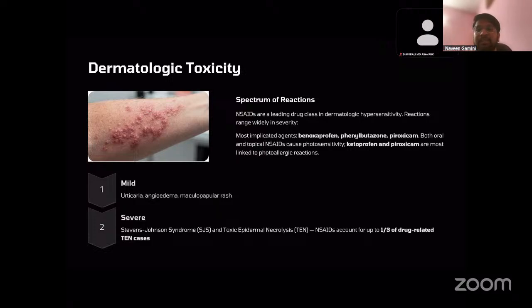The mild symptoms are urticaria, angioedema, and maculopapular rash, whereas severe toxicity causes SJS and TEN. So regarding TEN, it can be drug related. One third of the drug-related TEN cases are because of NSAIDs. So NSAIDs are notorious for causing TEN.